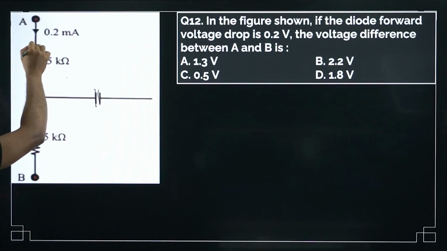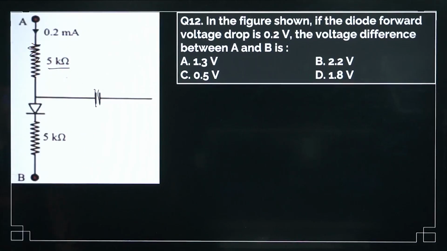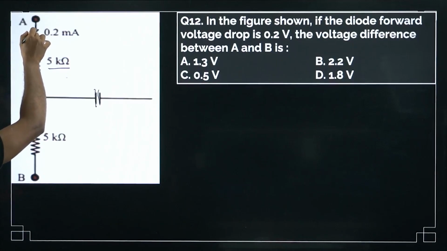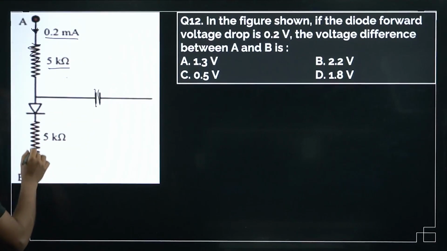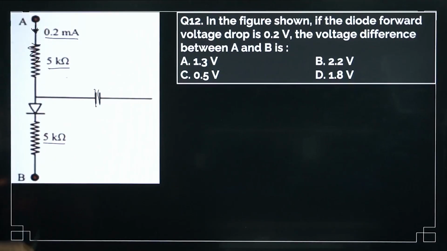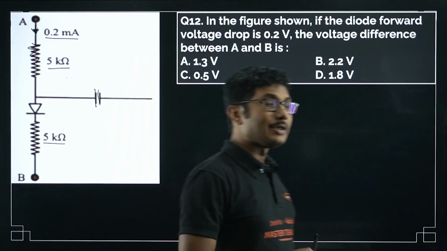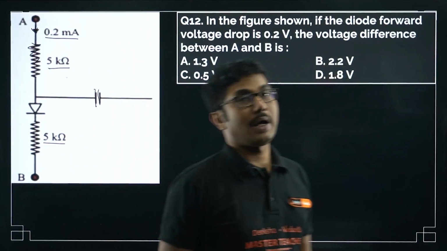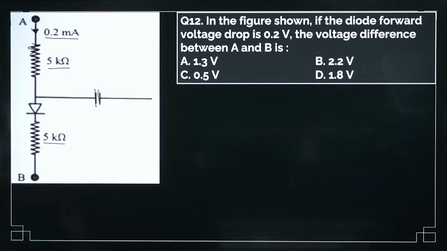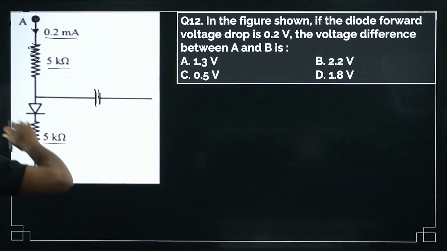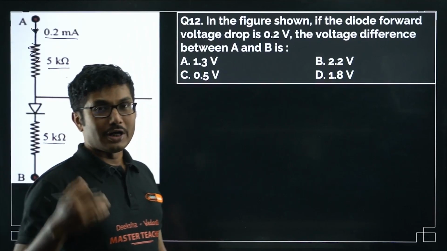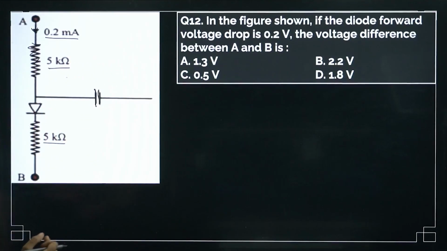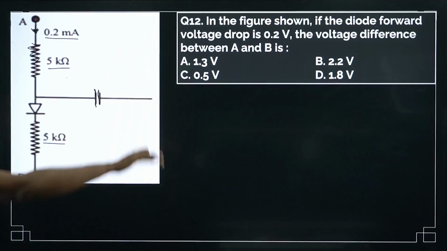So here you see that there is a resistance of 5 kilo ohm, there is a current passing through this, that is 0.2 milliampere. Okay, there is another resistance over here, it is also 5 kilo ohm, and because current is passing through the circuit, that means the diode is definitely forward biased, no doubt about it. Here we have a filter, definitely it does not allow any direct current to pass through it, only alternating current can be passed through it. That's why it is called a filter.